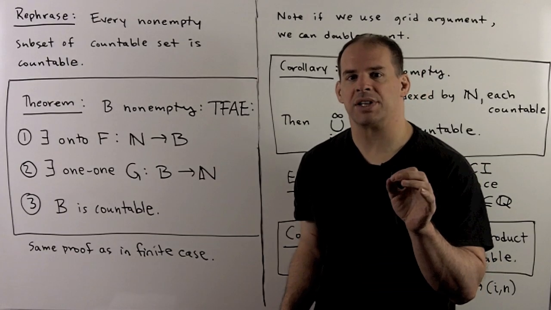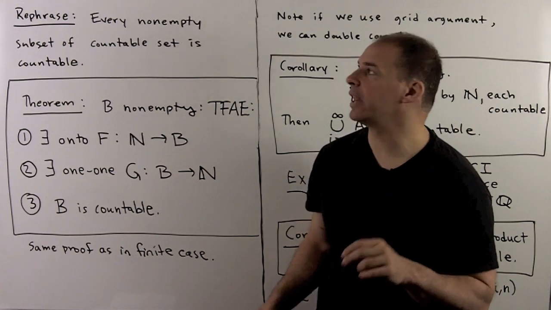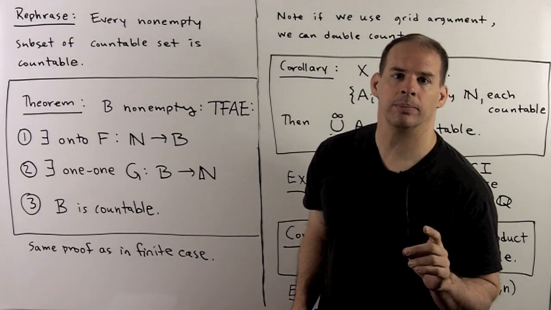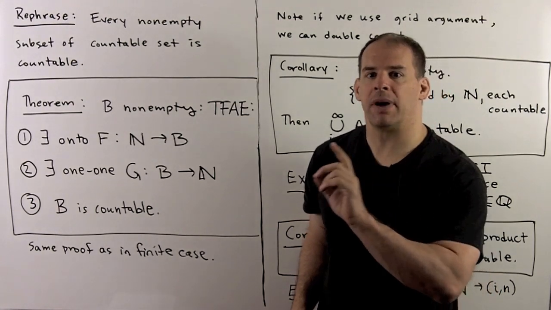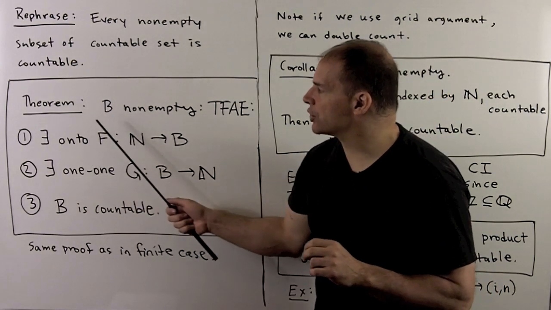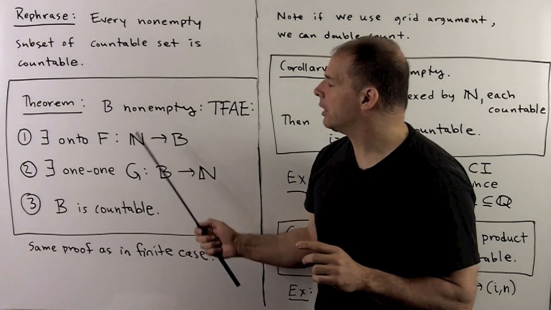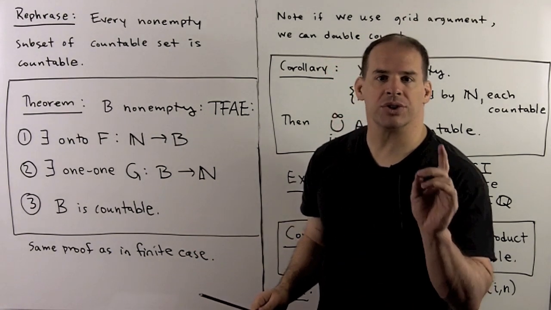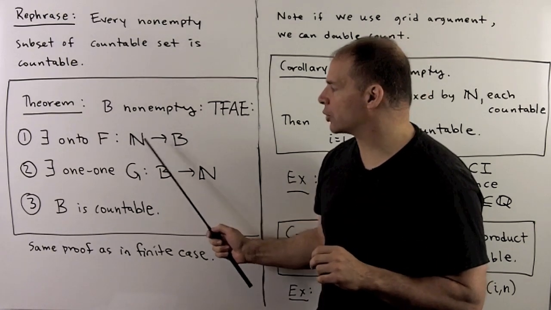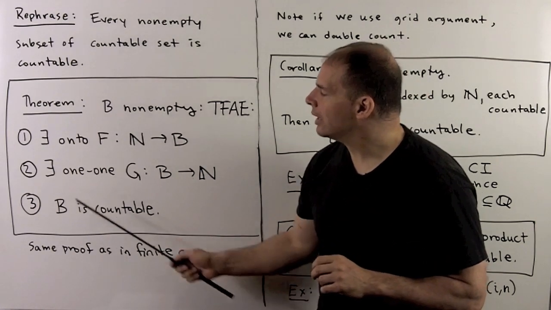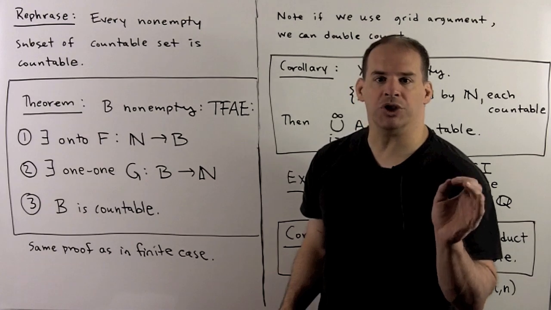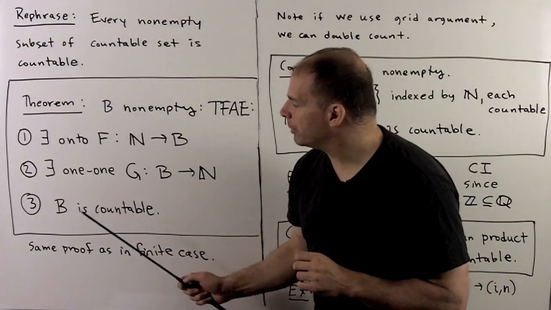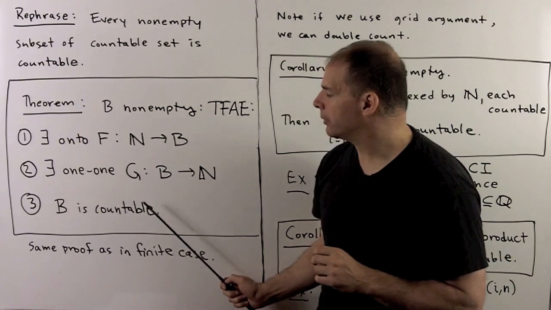If we include finite sets, we can rephrase our previous result as: every non-empty subset of a countable set is countable. This leads to the following theorem, which extends our result for finite sets. So if B is non-empty, the following are equivalent. First, there exists an onto map F from the natural numbers to B. Second, there exists a 1-to-1 map G carrying B to the natural numbers. And finally, third, B is countable.